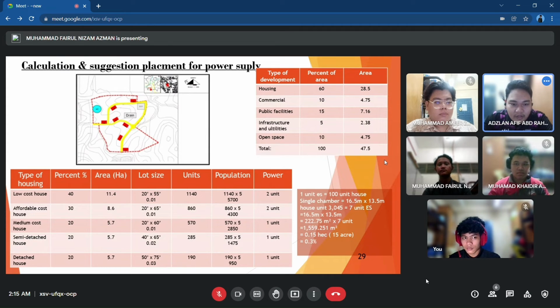So, based on the calculation that we have made, we decide that we need to put 7 electric substations, which is single chamber electric substations, in our site area. The total area that we will use for electric substations is 1.5 hectares or 15 acres from our total area and represents 0.3% of our total area. Next.